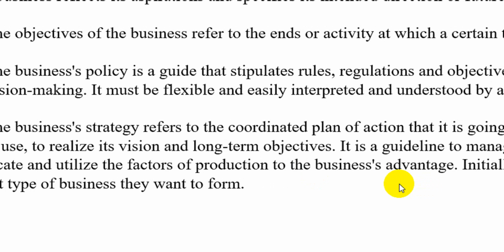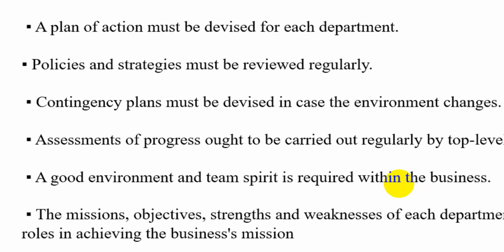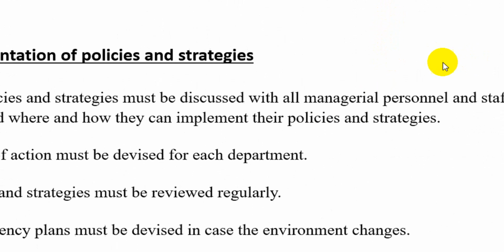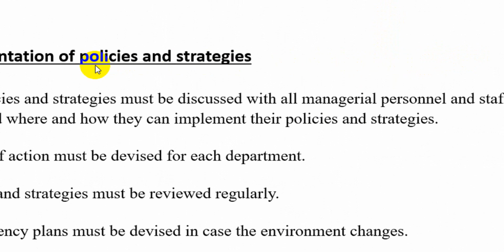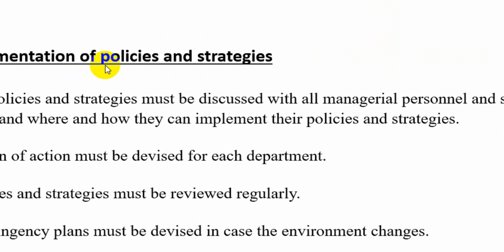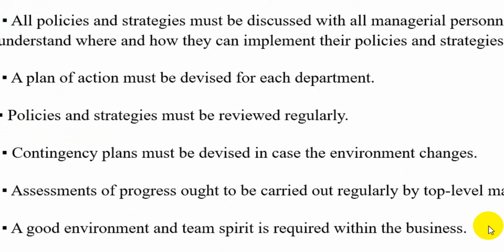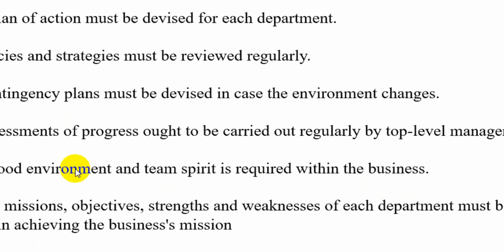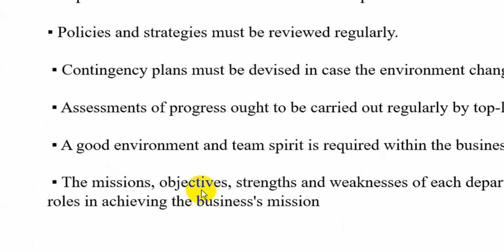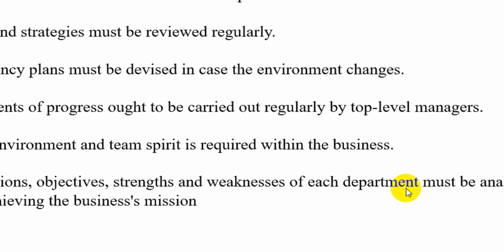Moving on to the implementation of these policies and strategies, they have to be discussed with all the managerial personnel and the staff. Managers must understand where and how they can implement their policies and strategies. A plan of action then has to be devised by each department. Policies and strategies must be reviewed regularly. They can't be fixed for a certain period of time. They have to be reviewed once in 2 or 3 years. A contingency plan must be devised in case the environment changes. Assessment of progress has to be carried out by the top-level managers.